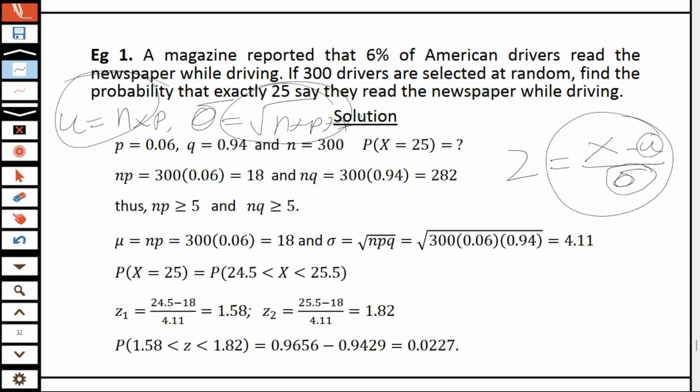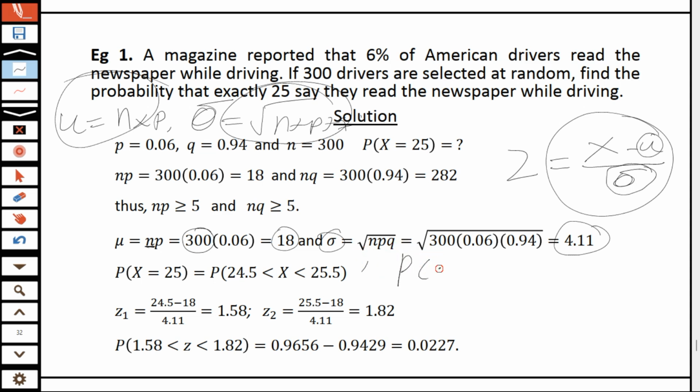So that is what we have done here. We know the mean is n times p. Our n was 300 and our p was 0.06. When you multiply, we get 18. And for sigma, the square root of n times p times q, when you multiply everything and take the square root, you get 4.11.